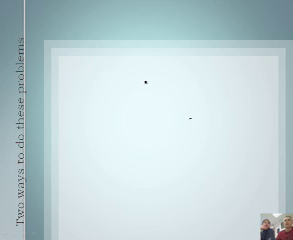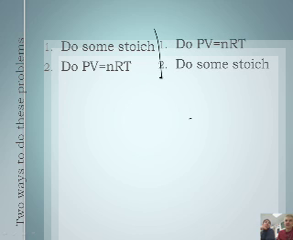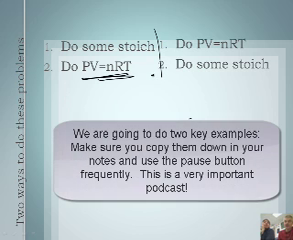So there's 2 ways to solve these problems. You can, A, do some stoich, and then do PV equals nRT. Or B, do PV equals nRT, and then do stoich. It depends on the question, and on what you're starting with. PV equals nRT is your equation. You're going to use this over and over. We've done this before. Now we're going to mix it with stoichiometry.